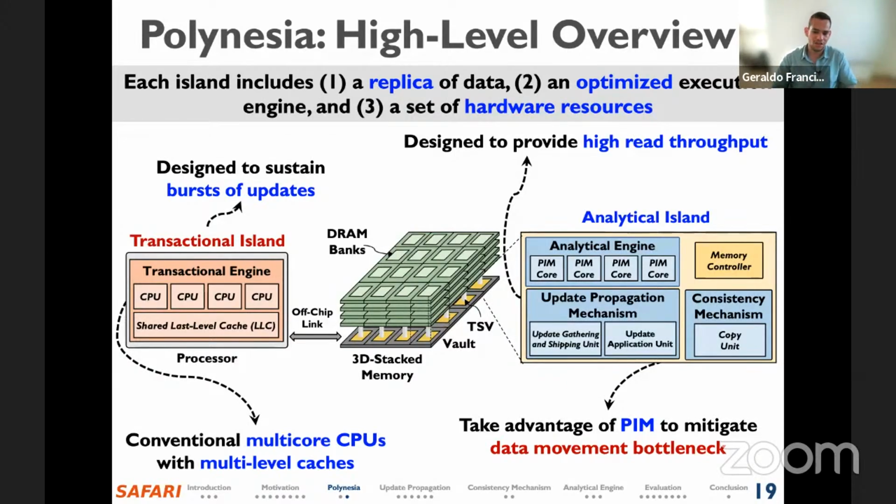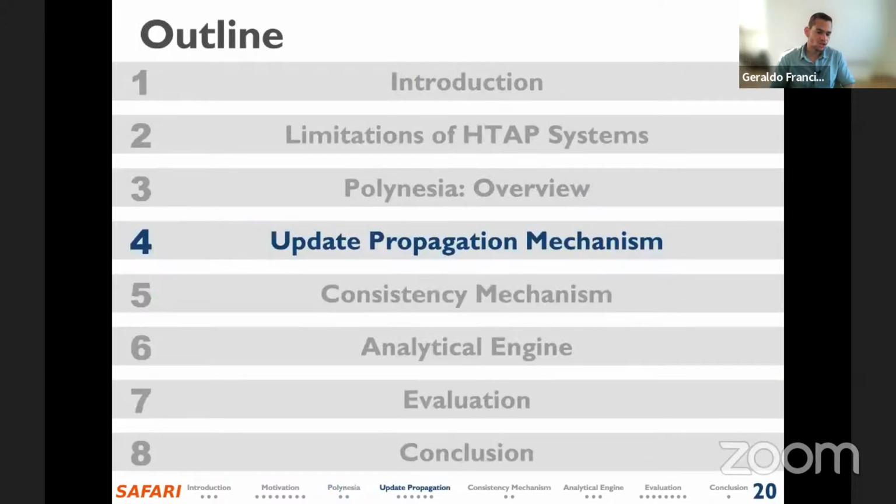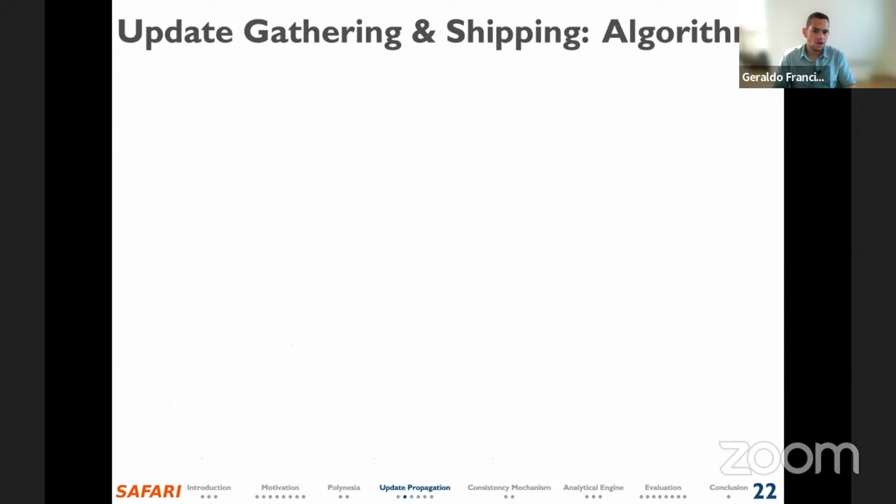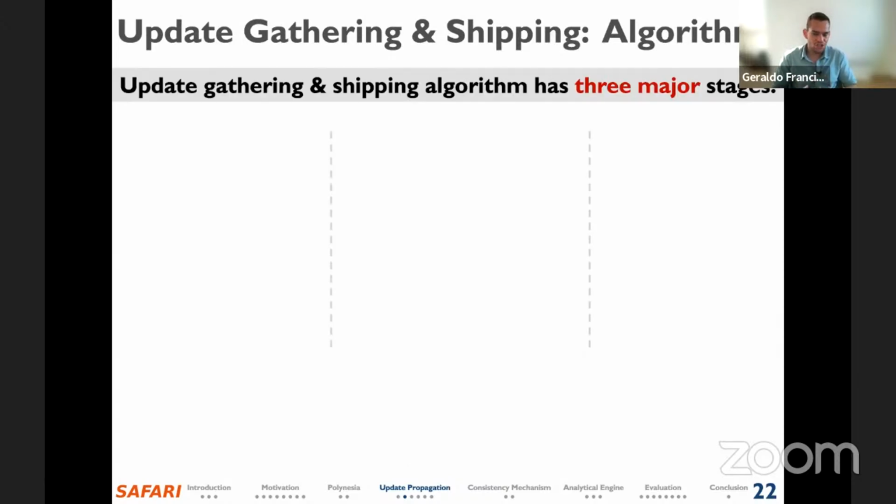Next, I'm going to describe the design of our consistency and data freshness mechanisms in detail. So we are going to start with the update propagation mechanism. Recall that to maintain data freshness, the HTAP system first gathers updates from the transactional thread, ships those updates to the analytical thread, and applies those updates to the analytical replica, thus applying the necessary format conversions between transactional data and analytical data. So first, we start with our update gathering and shipping process.